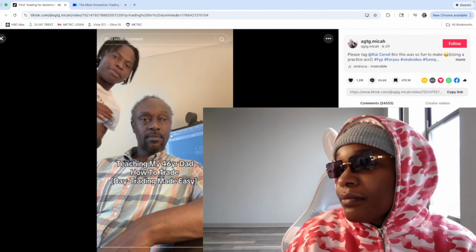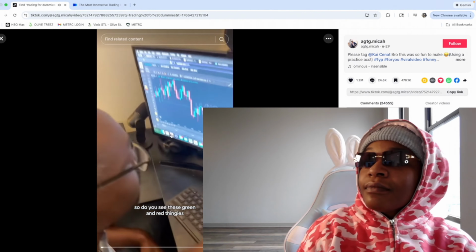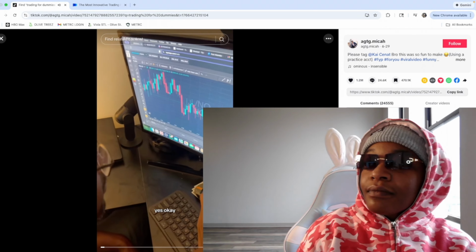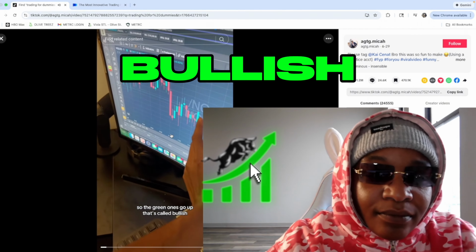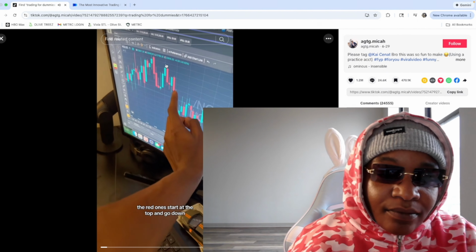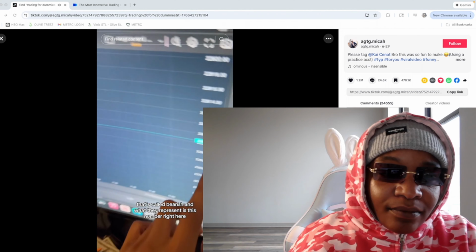If he can do it, anybody can do it, man. Teaching my dad to make money trading. So do you see these green and red thingies? Yes. Okay, so the green ones go up. That's called bullish. The red ones start at the top and go down. That's called bearish. And what they represent is this number right here.